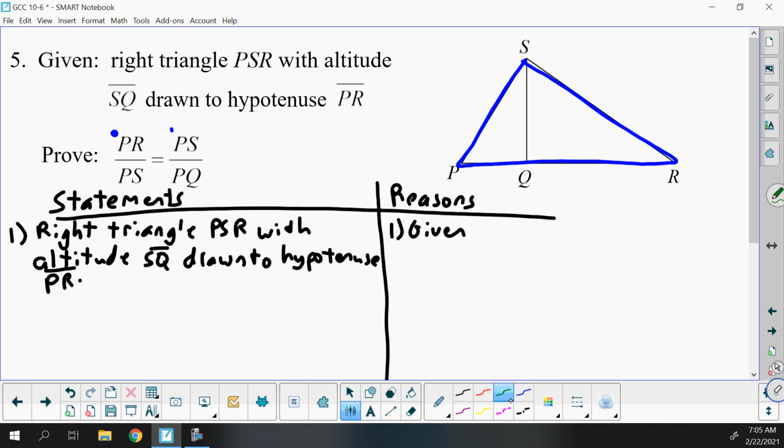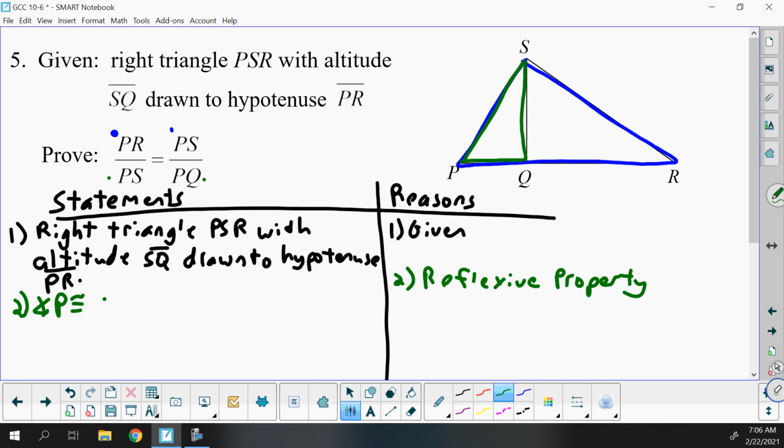And then the other 2 should make up the other triangle. We got PS and PQ. So this is the other triangle that we're working with. Well, one thing that jumps out to me right away is notice angle P got traced twice, so we can do a reflexive property. And that'll give us angle P congruent to angle P. And we can use a single letter because that's the only angle that's happening there.